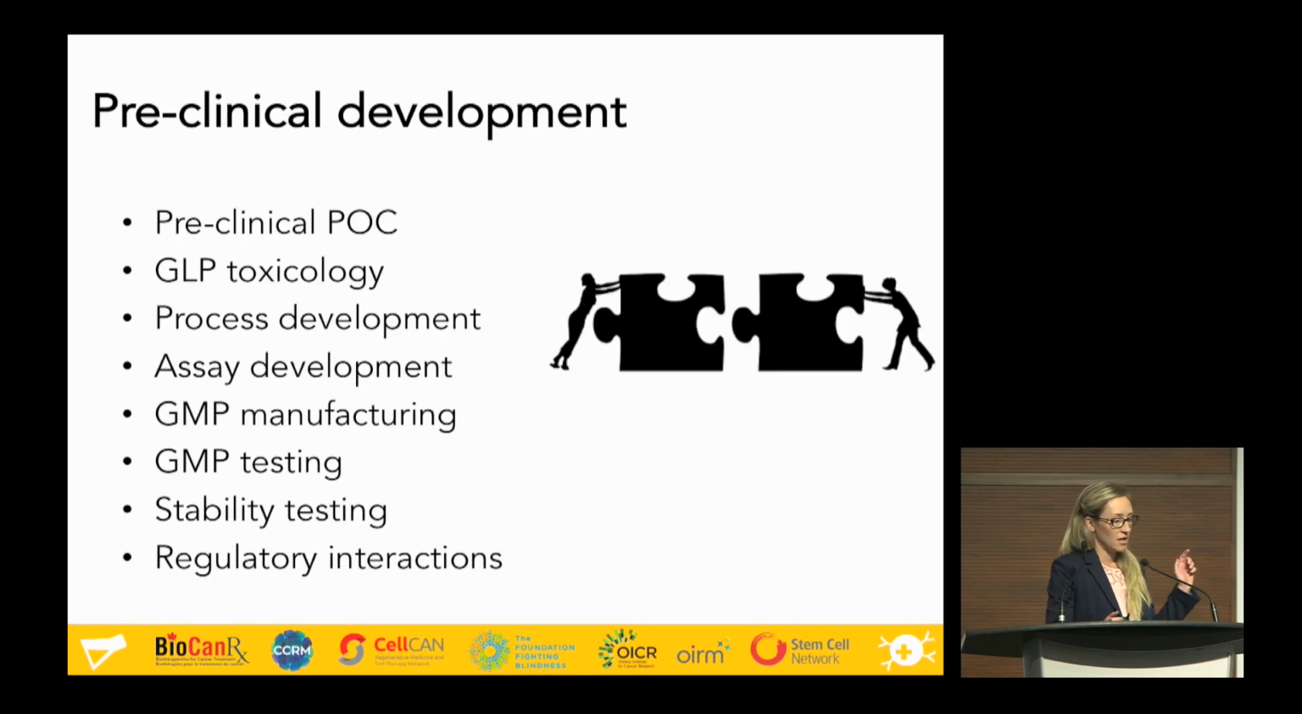So this is just taking that Gantt snapshot. I've relisted the topics, and I just have one slide dedicated to each. My talk is just meant to give you a really high-level overview of all the pieces: preclinical proof of concept, or POC, GLP (good laboratory practice) toxicology, process development, assay development, GMP manufacturing, testing that goes along with that, stability testing, and of course interactions with regulatory agencies.